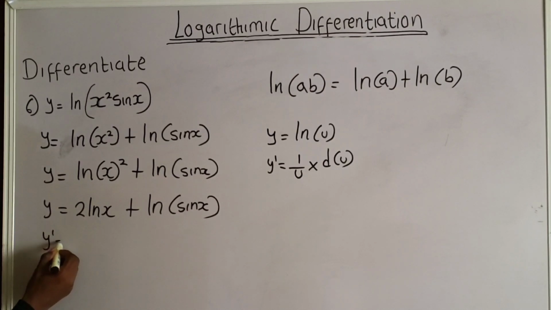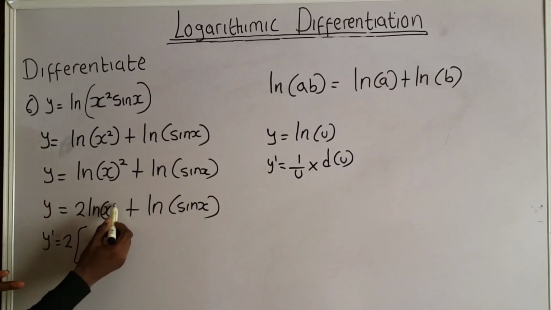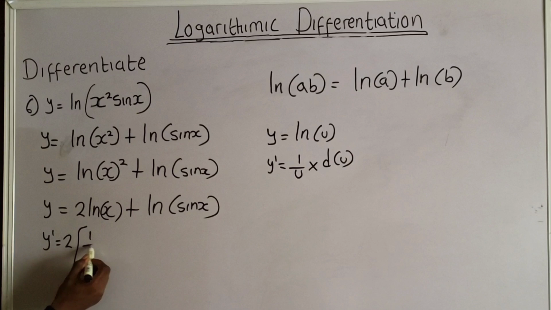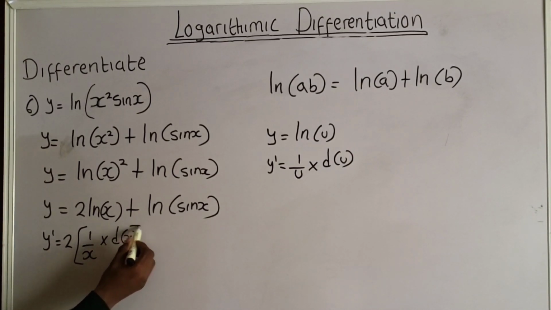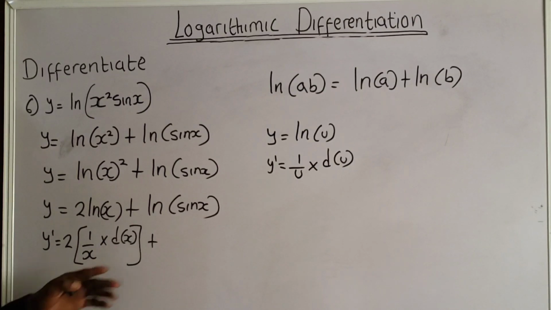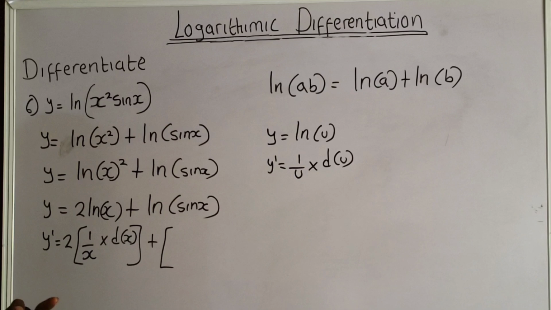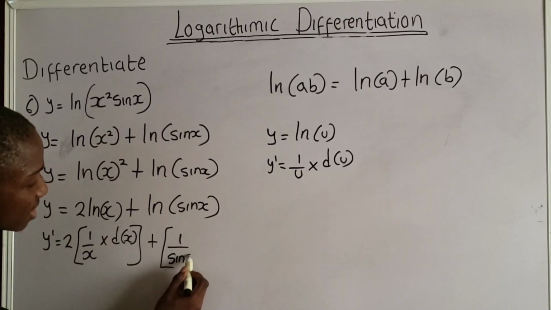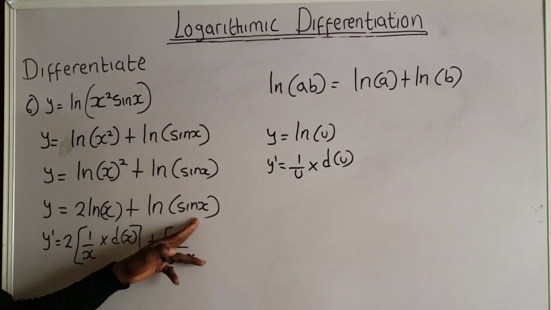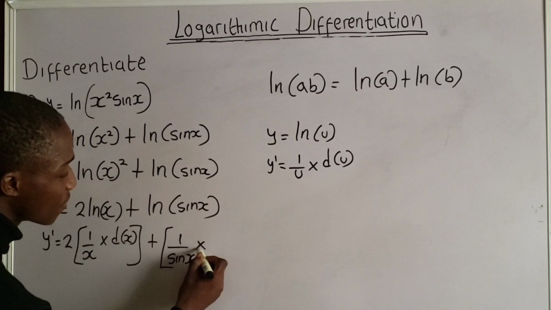I'm going to have the derivative of y equal to 2 multiplied by, now let us take the inverse of the function inside the bracket, that is x. So I'm going to have 1 over x multiplied by dx. Plus, to take the derivative of ln sine x, I'm going to take 1 all over sine x multiplied by the derivative of sine x. The derivative of sine x is cos x. So I'm going to have cos x.